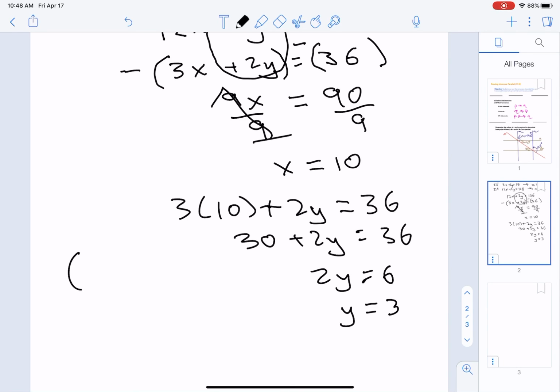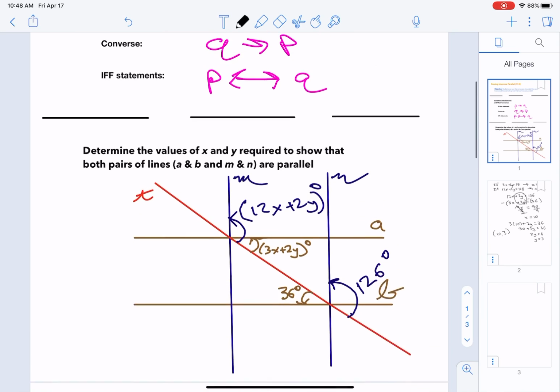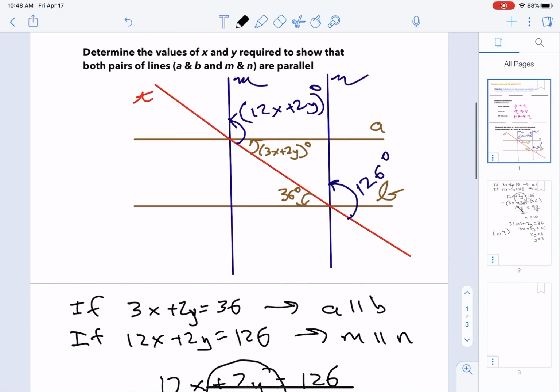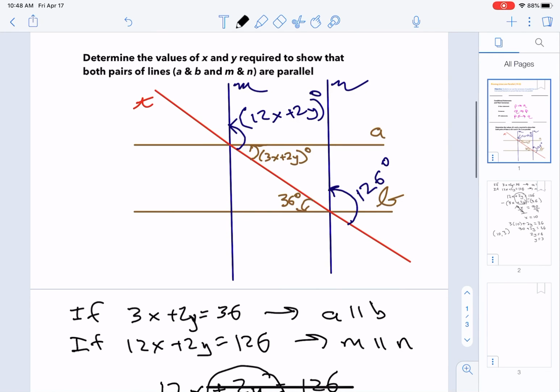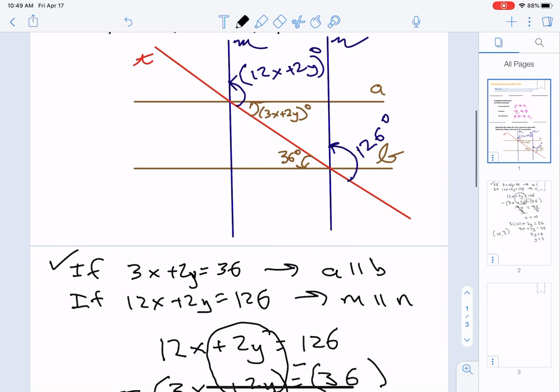3, which means that our solution to our system here is (10, 3). More can be said about that, but I want to go back to our original logic: if we plug in 10 and 3 for x and y into the first statement here, if 3x plus 2y equals 36, then A is parallel to B. Let's see, 3 times 10 plus 2 times 3, yes, that equals 36, and so A has to be parallel to B.